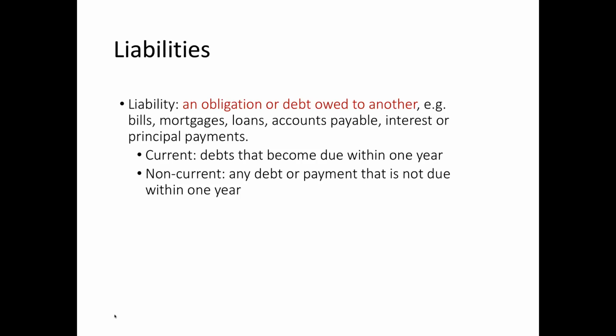A liability is pretty self-explanatory. It's something you owe to someone else, whether it's interest, whether it's principal, whether it's a bill, whether it's your mortgage payment, payment to an equipment company or a bank for a loan. And again, here we use the 1 year as a current liability and more than 1 year as non-current.